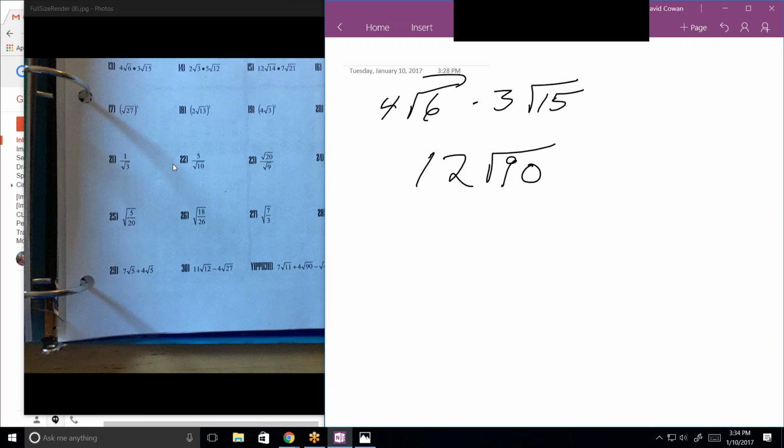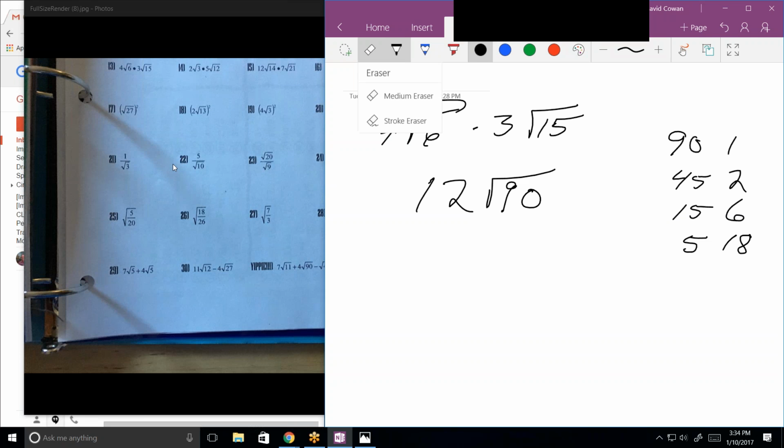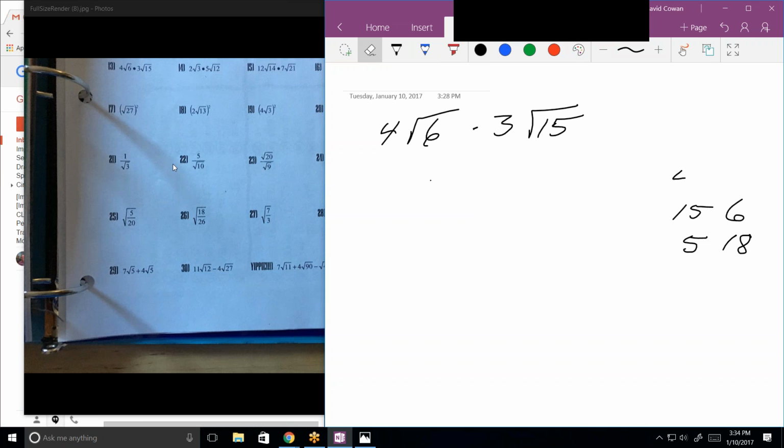Let's see, 90 and 1, 45 and 2, 15 and 6, 5 and 18. None of those are perfect square numbers. So in terms of simplifying this, I can't really by traditional means simplify it. However, hold on a second, let me go back and look at the original. And let's break it down first.